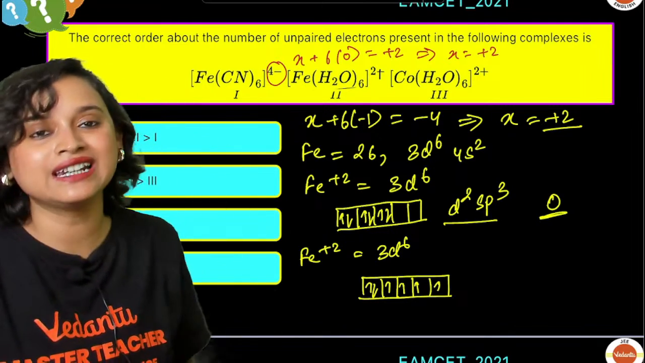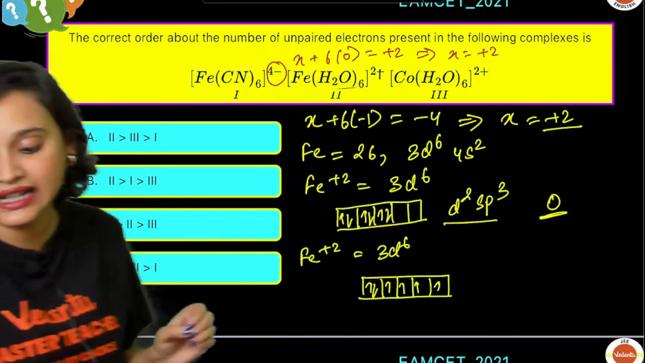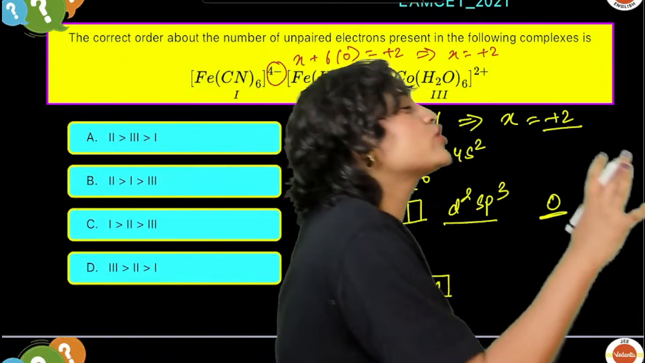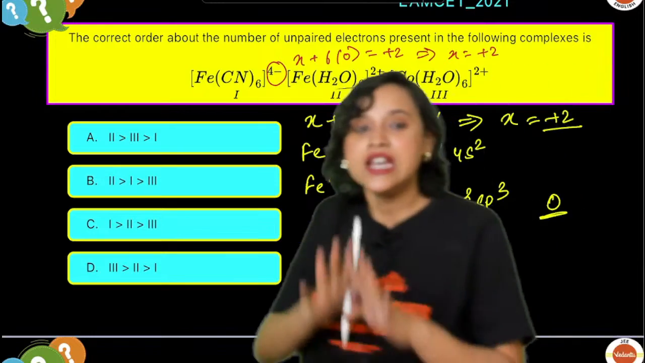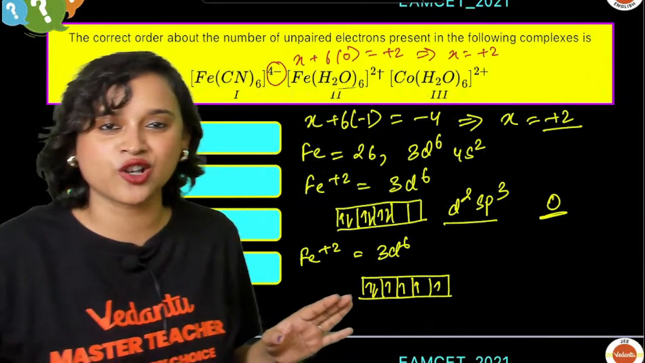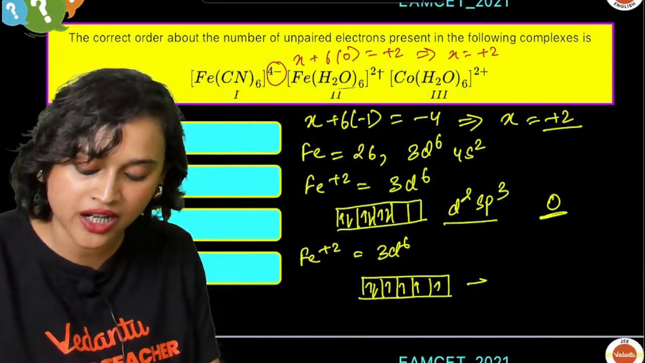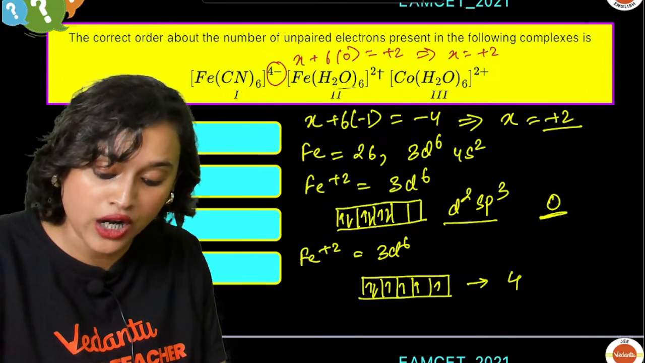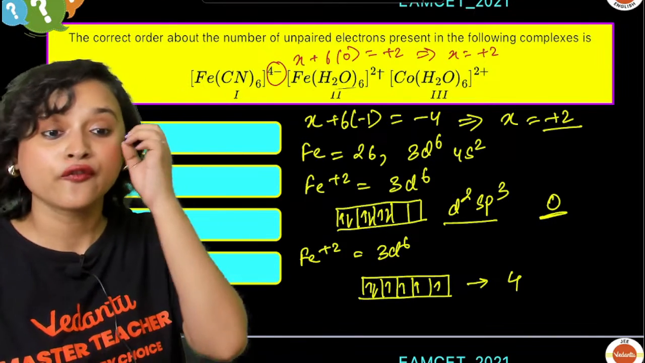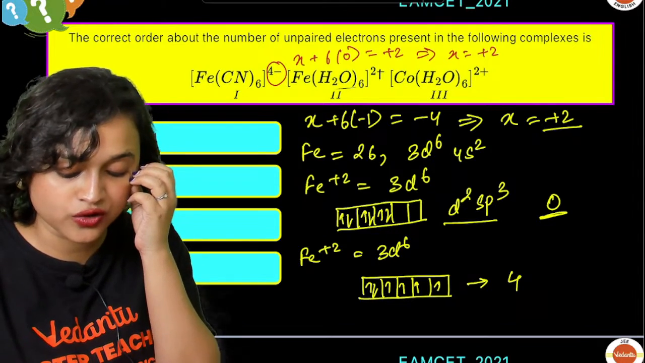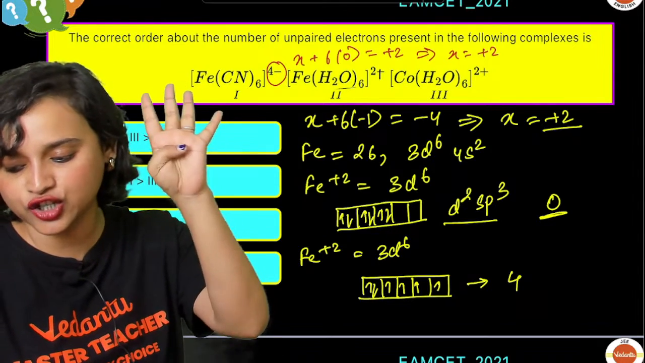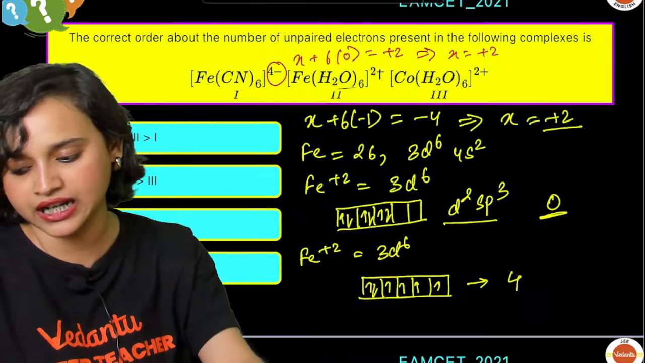H2O is such a weak ligand that it will not be able to push the electrons and pair them up. So that means how many unpaired electrons are there? 4 unpaired electrons, my dear students. 4 unpaired electrons: 1, 2, 3, 4.